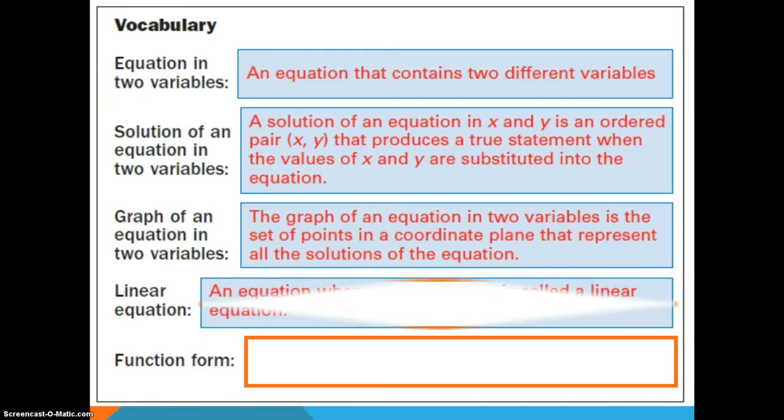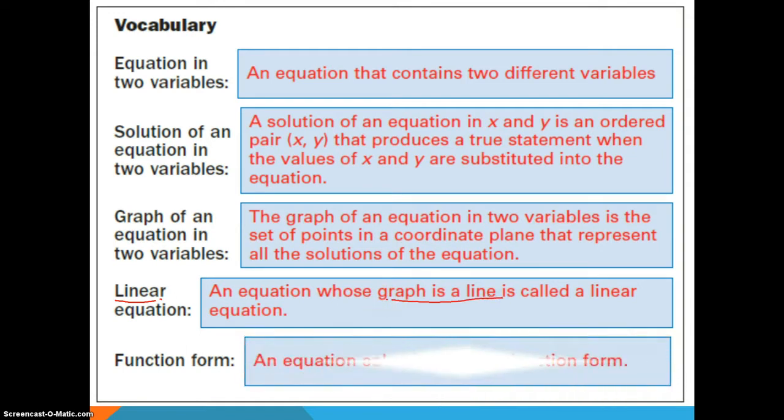A linear equation is an equation whose graph is a line. We use the word linear, and linear means line, so you can remember that the graph is going to be a line. Function form is when an equation is solved for y. Usually it looks like this: y equals ax plus b.